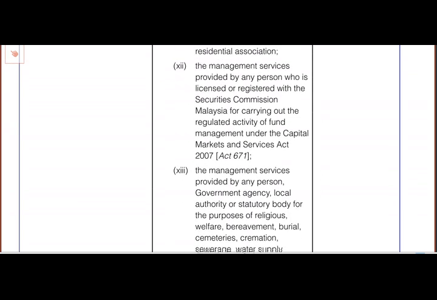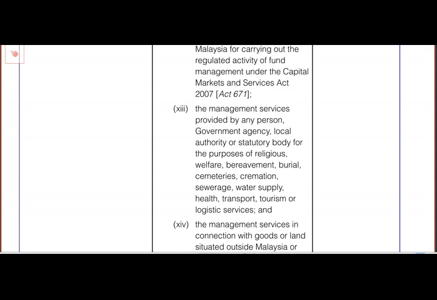if you come down, then you notice that they also mention if this is management services that is meant for religious, welfare, bereavement, burial, cemetery, cremation, sewerage, water supply, all that kind of thing, health, transport, tourism, logistic, they are also excluded. So basically now when you die, the 6% will not be imposed.